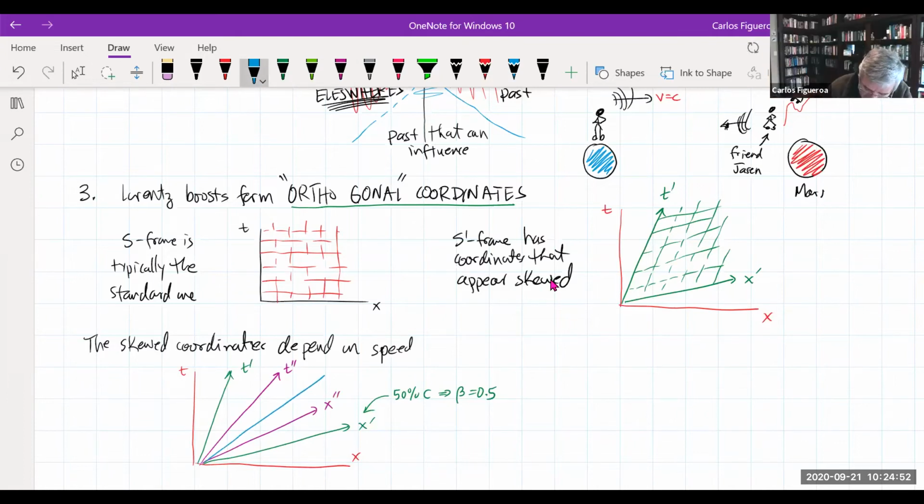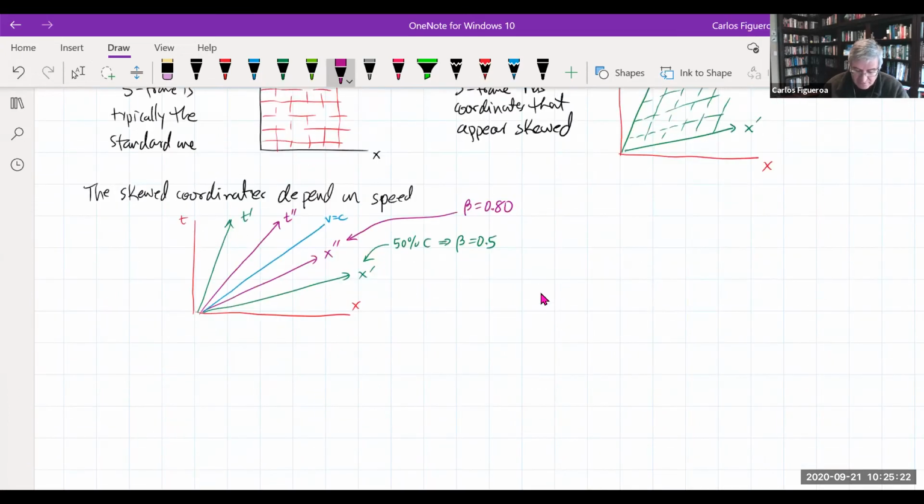So this is V equals C, this purple line here. Let's say that this is beta equal to 80% C. As you get closer and closer and closer, these lines move closer and closer together. Only at C do these two coordinates line up with C. So that's one thing you want to remember, that they depend on the velocity.